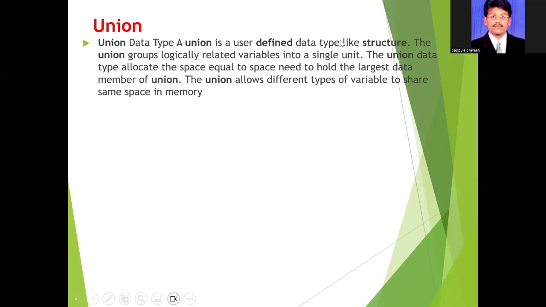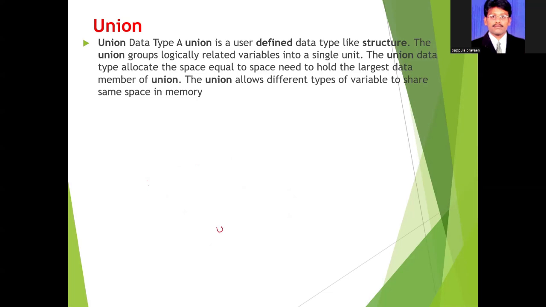Union is also similar to structure, but the main difference is that union is a data type which allocates memory equal to the largest member. Suppose we have three variables; one of them is the largest, and only that largest memory space is allotted. I will show the output after this. Union is a user-defined data type. Like structure, the union groups logically related variables into a single unit.